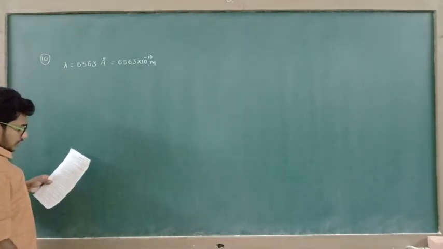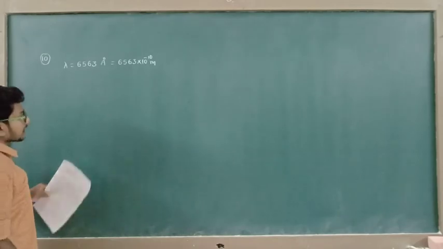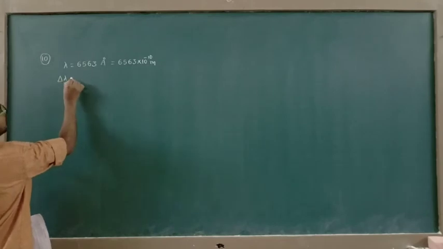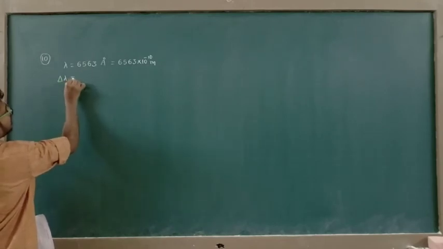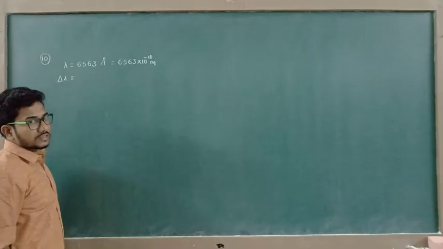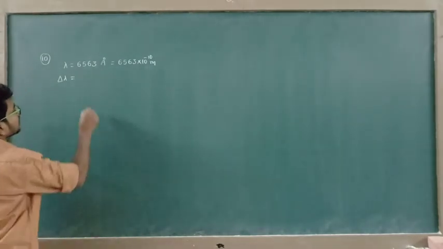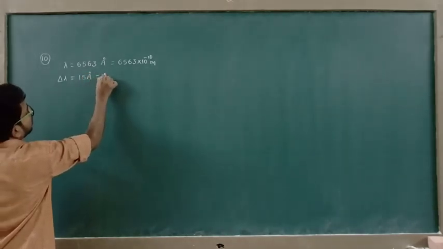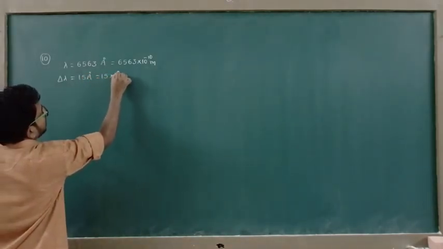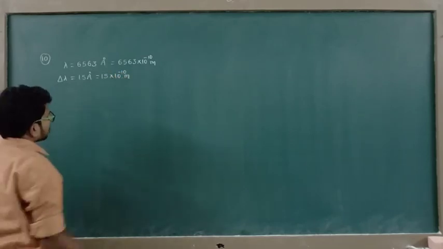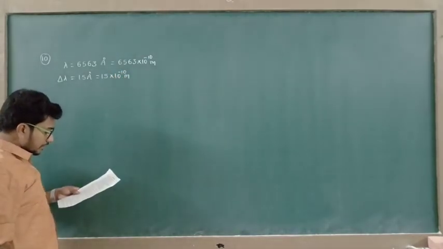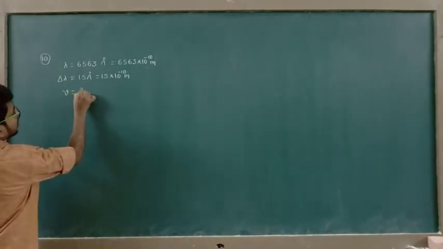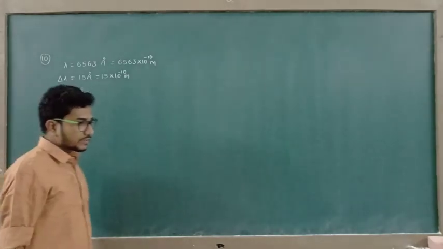In a star is found to be redshifted by 15 angstrom. They have mentioned change in wavelength, delta lambda. You have to take that 15 angstrom as a change in wavelength. The delta lambda is equal to 15 angstrom, 15 into 10 to the power minus 10 meter. Estimate the speed. They are asking speed, that is V, relative velocity between source and observer.